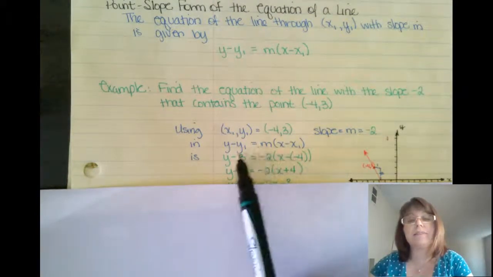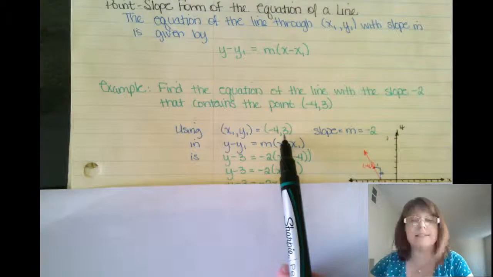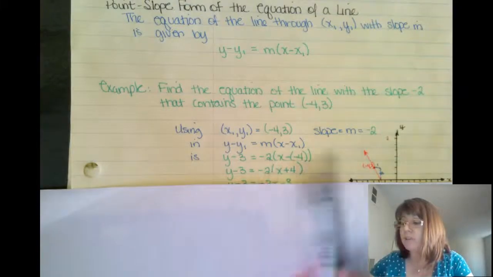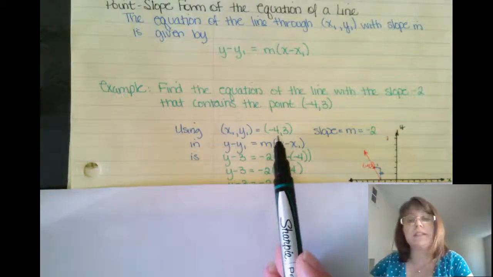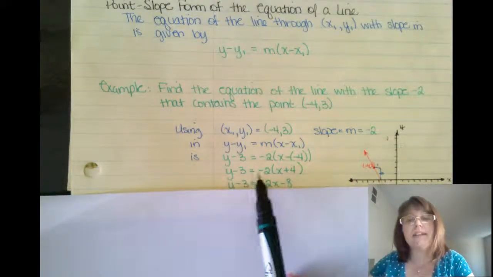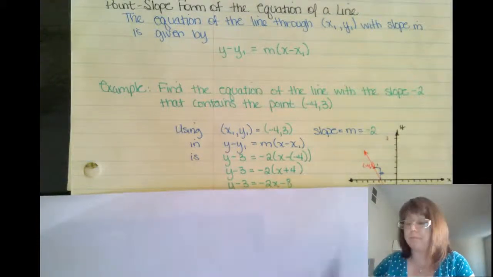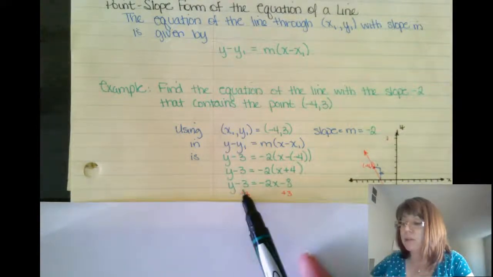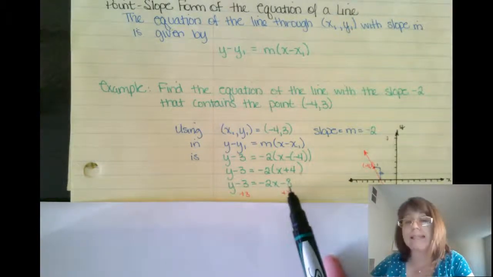Plug in the points, y minus 3, and you might be asking yourself, why is it not negative 3? It's minus 3 from the formula, times negative 2, which is our slope, times the quantity x minus x1, which happens to be negative 4. So y minus 3 equals negative 2 times x plus 4. Negative, negative makes the plus 4. Distribute your negative 2. Y minus 3 equals negative 2x. Negative 2 times a positive 4 is negative 8.